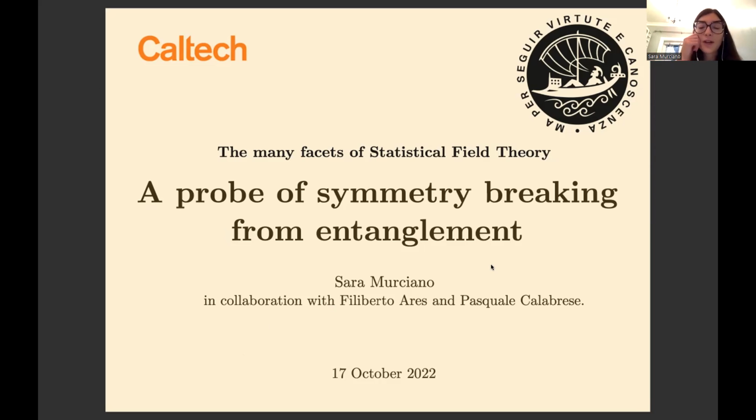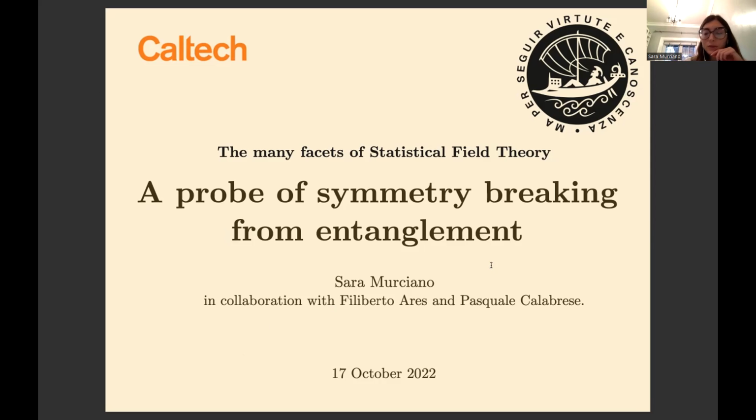in this talk I will try to describe what we are currently working on with Filiberto, postdoc in SISSA, and Pasquale, of course, studying this interplay between entanglement and symmetry, and in particular we'll focus on how entanglement can be useful to quantify how much a symmetry is broken in a system.